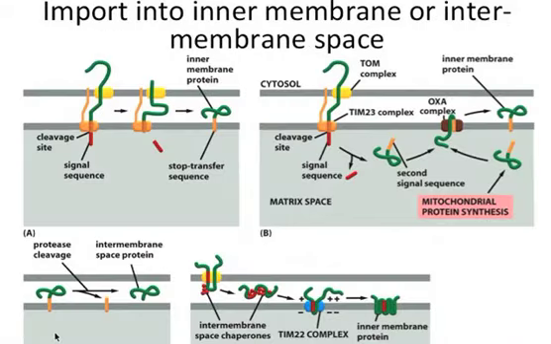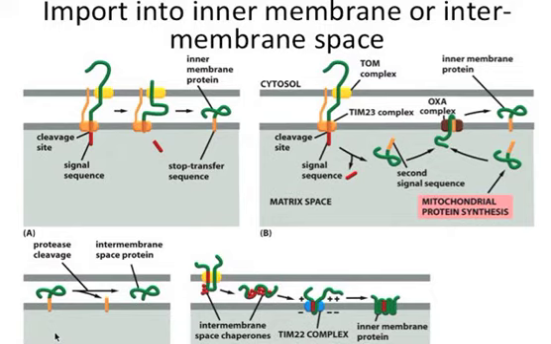Okay. So I told you about import into the inner membrane or intermembrane space. I told you about getting into the matrix, but also what if a protein needs to be a membrane protein in the inner membrane, right? Or what if it needs to live in the intermembrane space? So there are different ways that happens.